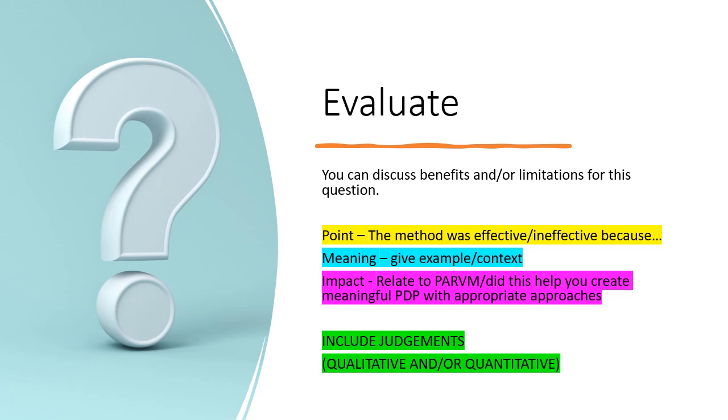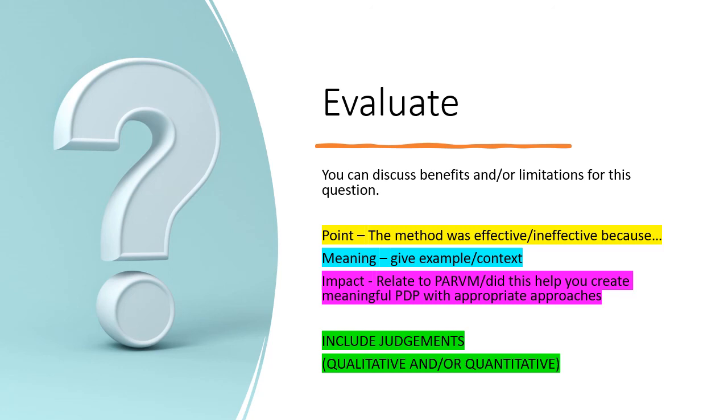So for your point, I would always start your evaluating this type of question by saying it was effective or it was ineffective, because in that way you're immediately making a judgment there, which is required for you in an evaluate. So that's highlighted in the green. So this would be a qualitative judgment by saying it was effective or it was ineffective. Again, quite similar to your explain, I'm looking for you here to then give me an example, give me a little bit of context to that.